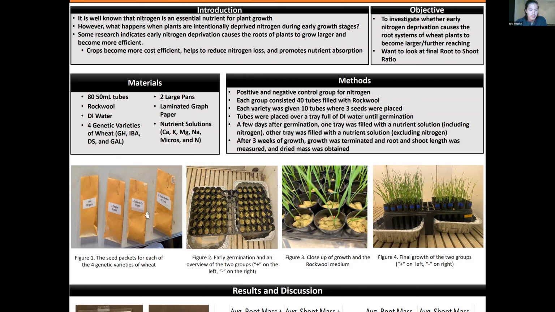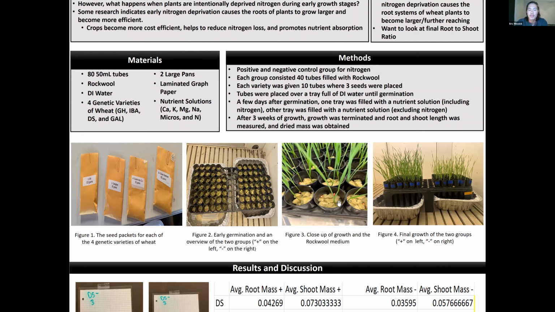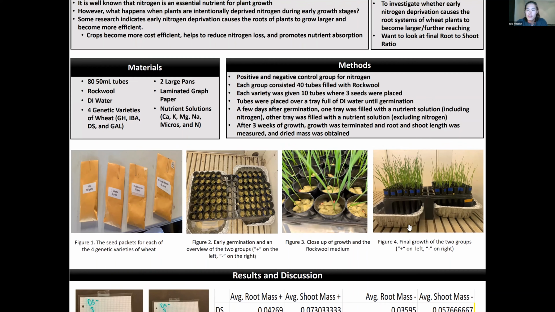In figure 1, you can see the seed packets for the 4 genetic varieties of wheat. In figure 2, I included an overview of the 2 trays. The one on the left is the positive control, and the one on the right is the negative. You can see all the rock wool, the tubes in line, and the early germination. In figure 4, you can see the final growth of the 2 groups. On the left side, you have the positive one with nitrogen. On the right, you have the one without nitrogen.